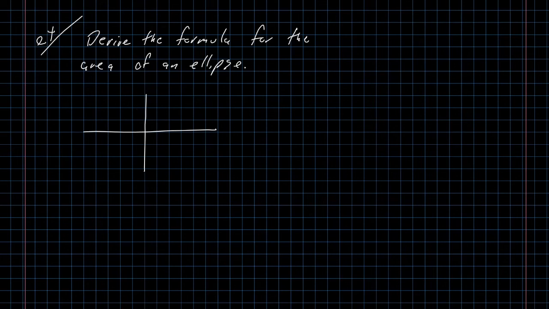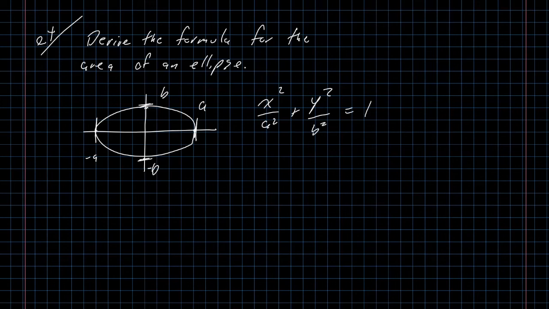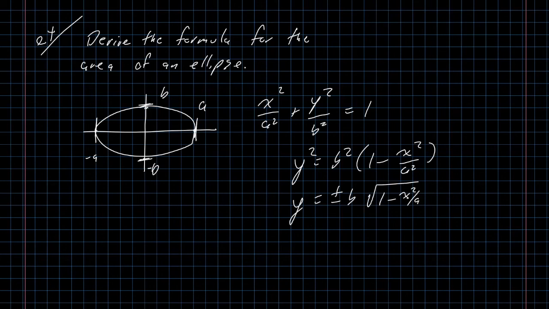And let's try drawing that a little bit more nicely. That's a little bit more nicely. The ellipse has extents on x from a to −a, from b to −b on y, and the formula for an ellipse is x²/a² + y²/b² = 1. You can rearrange this to get that y is plus or minus b times the square root of 1 minus x²/a².